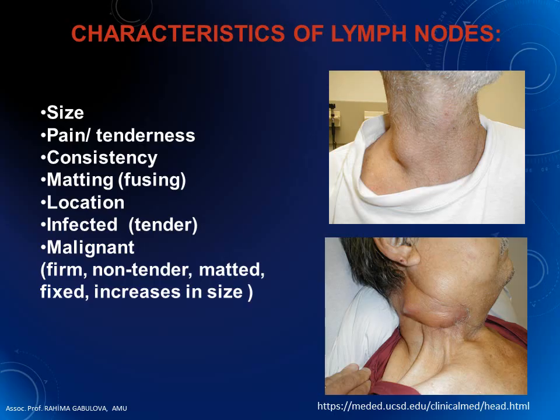When examining the lymph nodes, the following characteristics should be noted. First is size, whether they are enlarged or not, then painfulness or tenderness, consistency, matting or fusing, and also location, whether they are localized or generalized. Take into account during examination that infected lymph nodes are tender and painful. Malignant lymph nodes are firm, non-tender, fused and fixed, and increased in size.